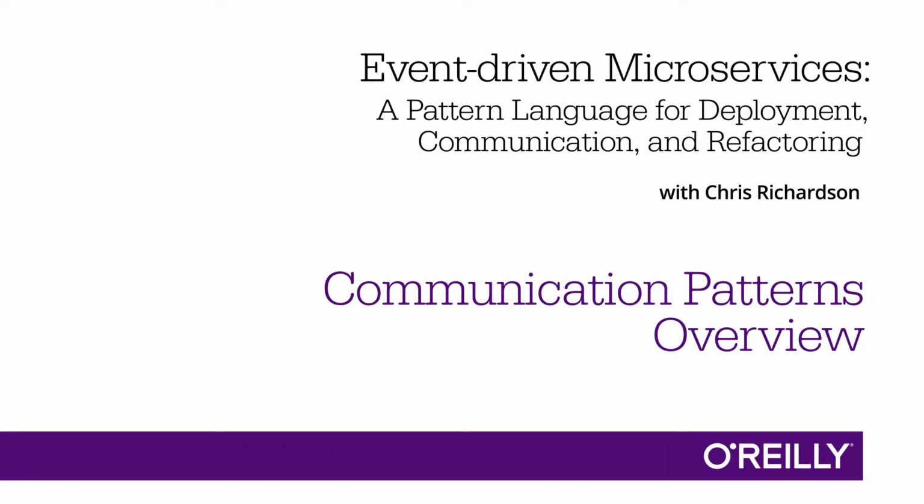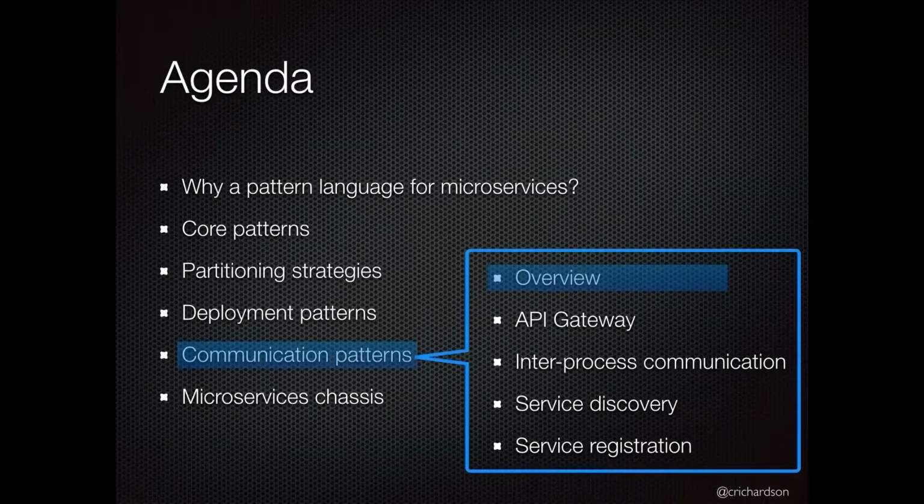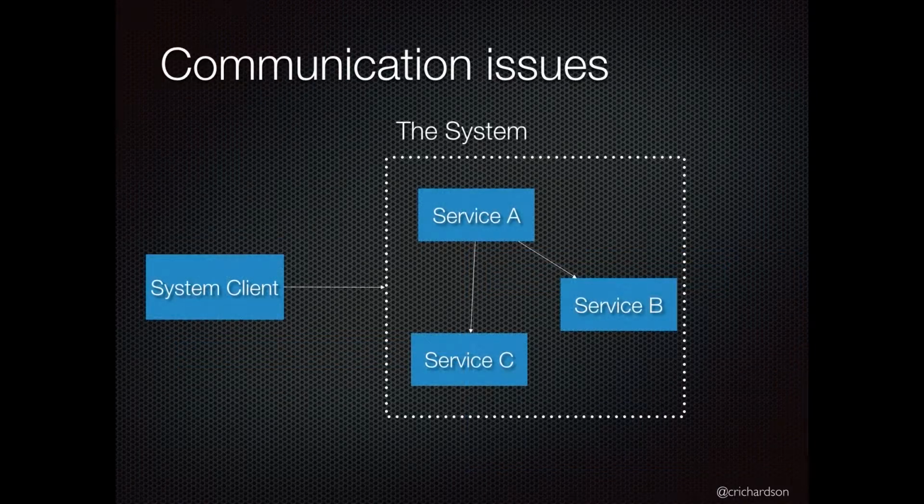So when you're building an application with microservices, you're building a distributed system. So that means that you have to tackle various inter-process communication related issues. In this segment, I'm going to give you an overview of the kinds of issues that you need to address. So there's a bunch of different issues.